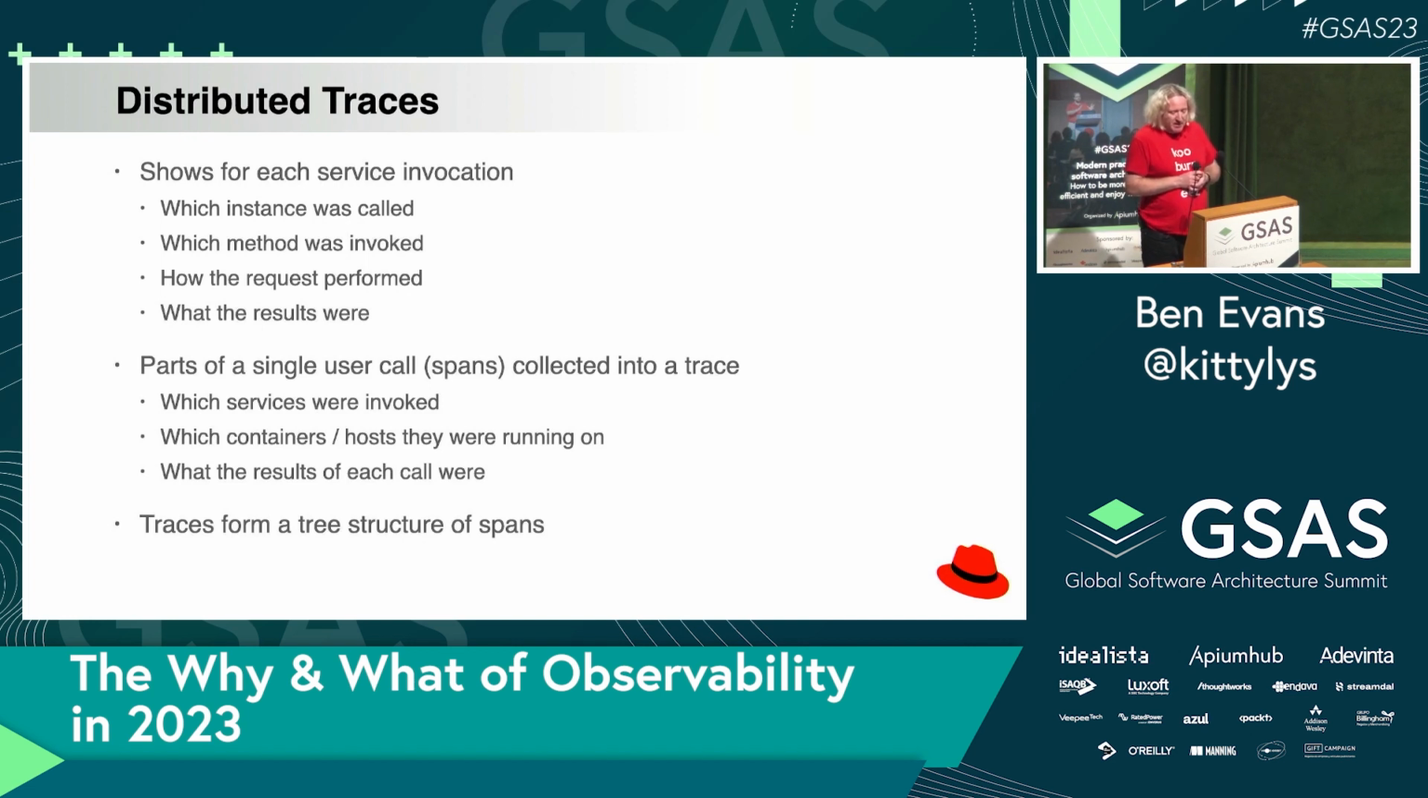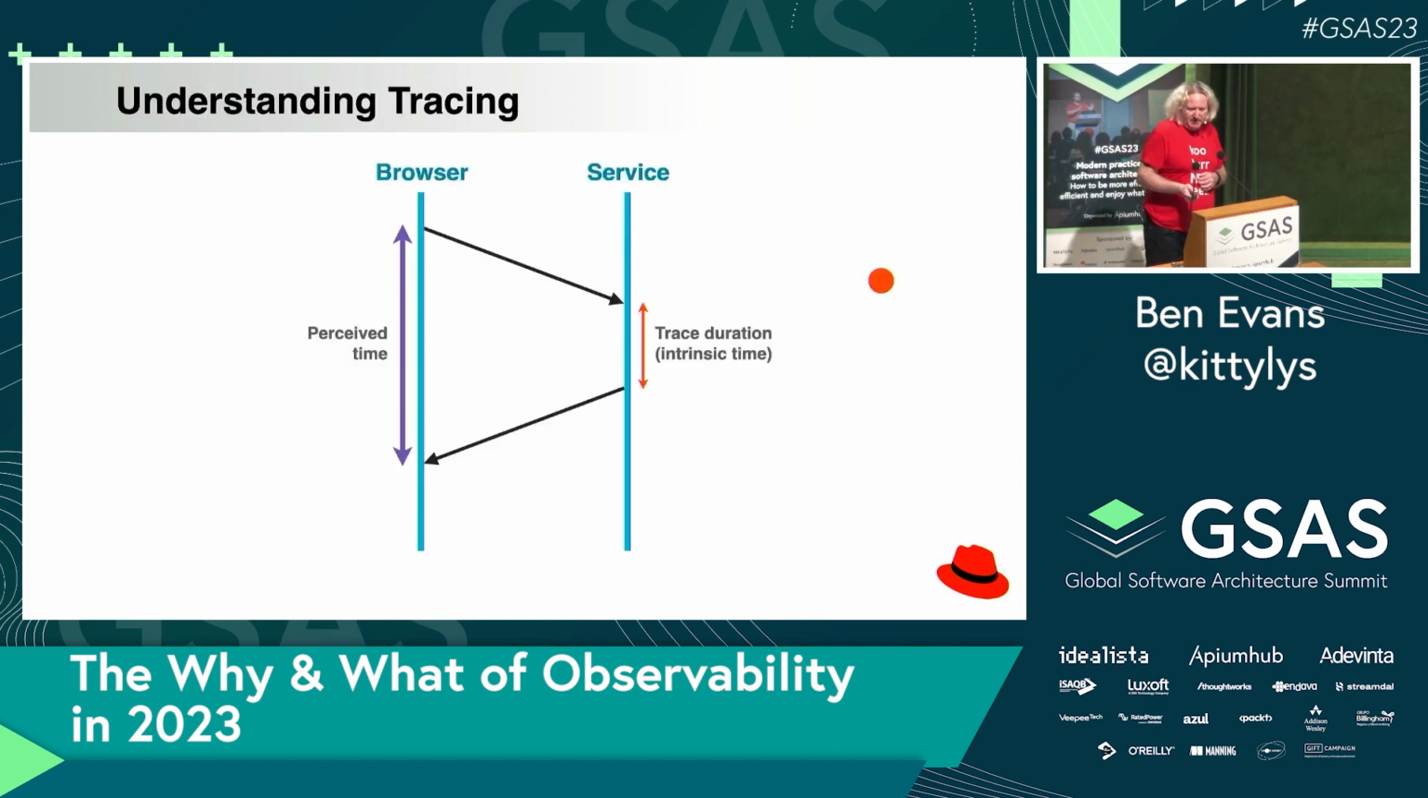For each invocation, we want to figure out exactly what got called. Which instance or pod did we hit? Which method was called? How did the request perform? What was the result of it? And of course, in a distributed system, it's not quite that easy because there are other subcalls that it might trigger. And we end up with this sort of tree structure. Let me show you what I mean.